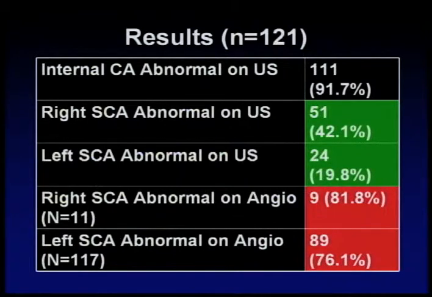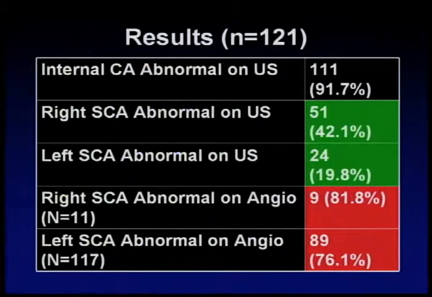On ultrasound, 91.7% had internal carotid abnormalities. On ultrasound, 42% had right subclavian artery abnormalities. On ultrasound, 19.8% had left subclavian artery abnormalities.